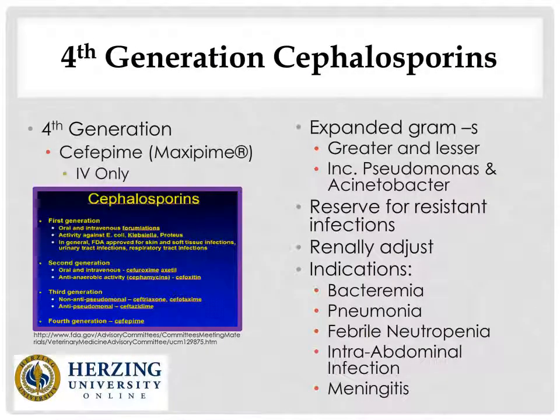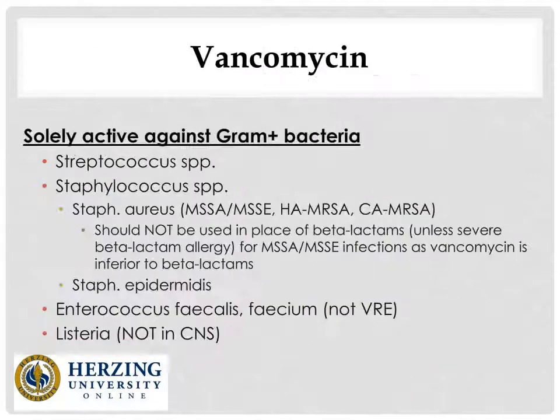The fourth generation basically is reserved for serious in-hospital systemic infections, and the only one is cefepime, which is given intravenously. They are usually reserved for resistant infections and serious systemic infections such as bacteremia, pneumonia, febrile neutropenia, intra-abdominal infections, and meningitis.